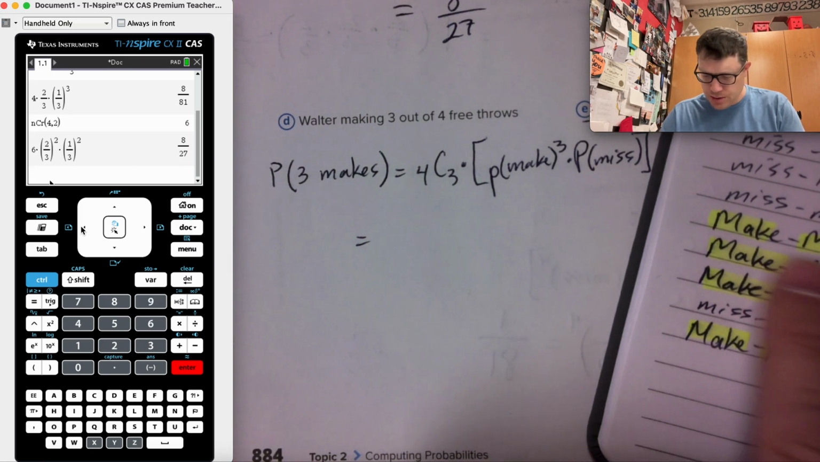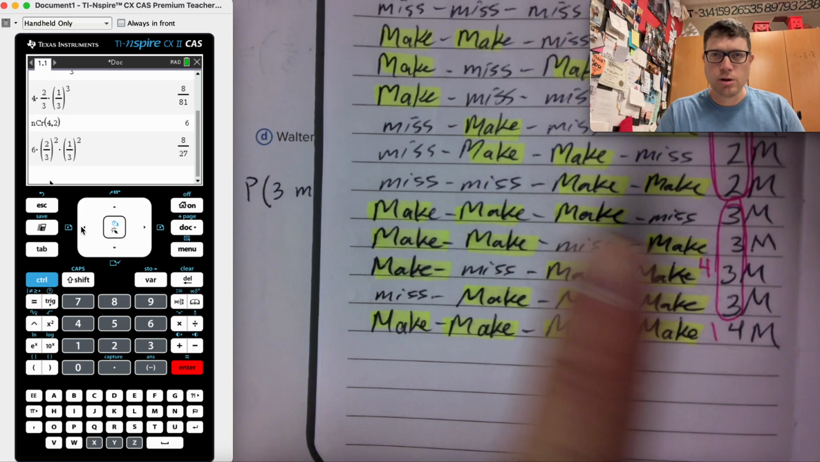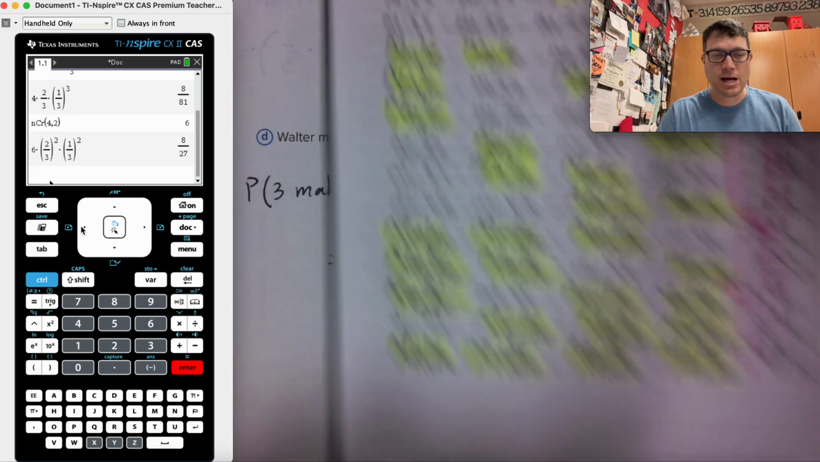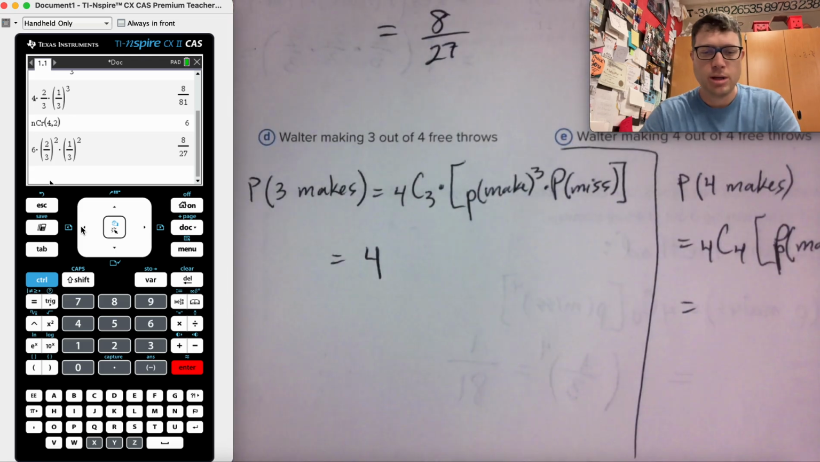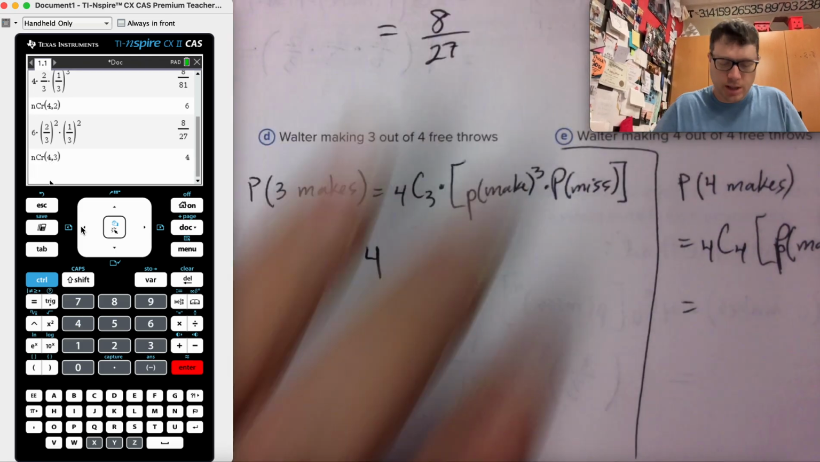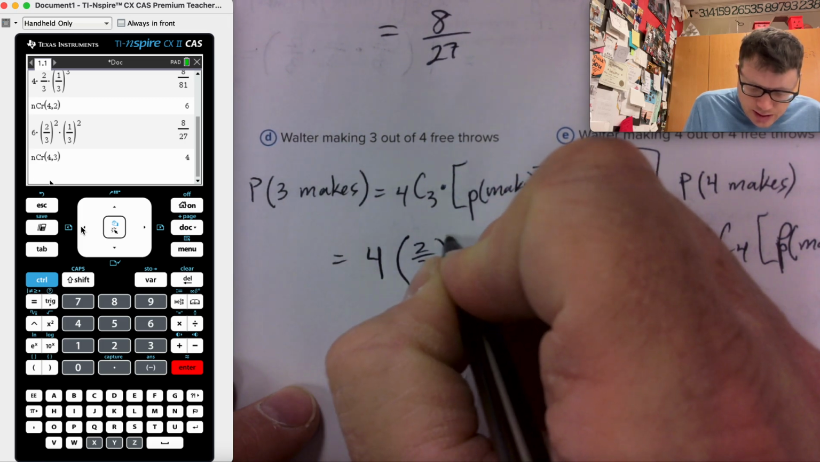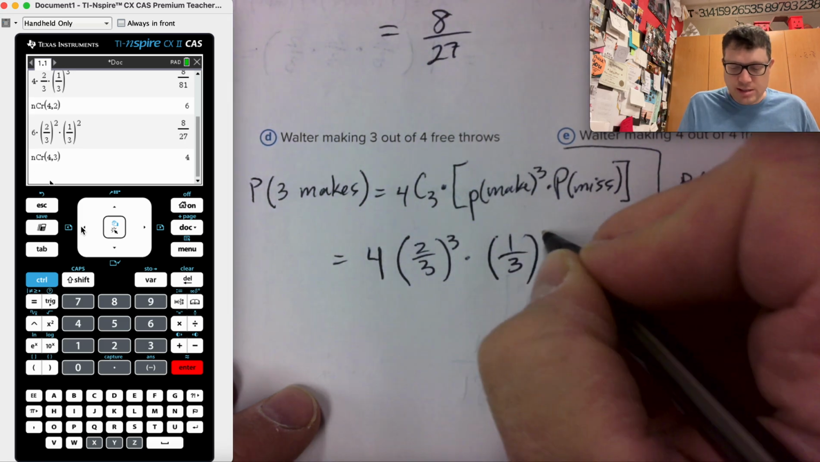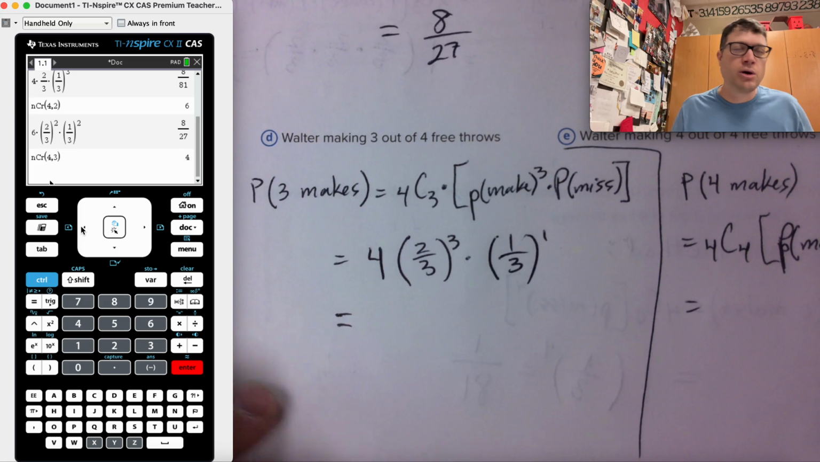Okay, so I know 4 choose 3. There's 4 different ways he could have shot 4 free throws and made 3 of them. These are the 4 different ways that could have happened. So 4 choose 3 is 4. Let's confirm it though. NCR 4 3. Yep. Now the probability of a make is 2/3 and it's cubed. And the probability of missing is 1/3 and it's technically got an exponent of 1. So I'll write the 1 down, but it's not really going to change the calculation.